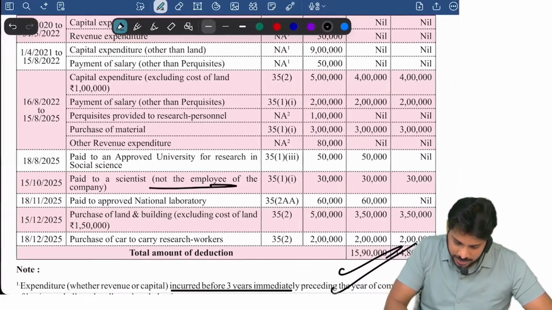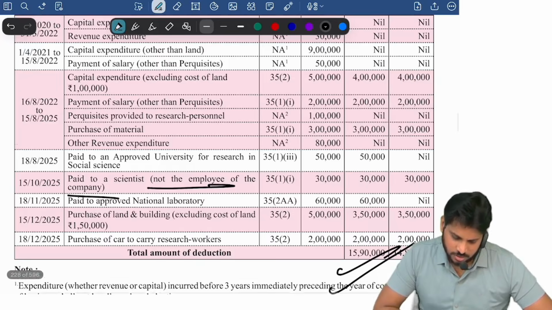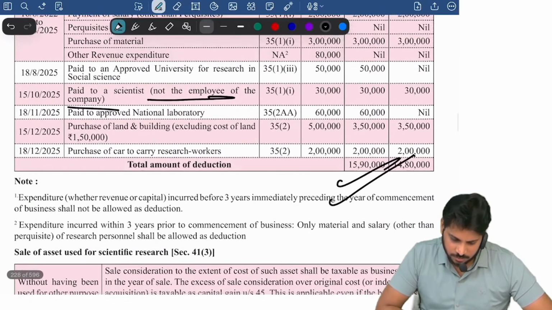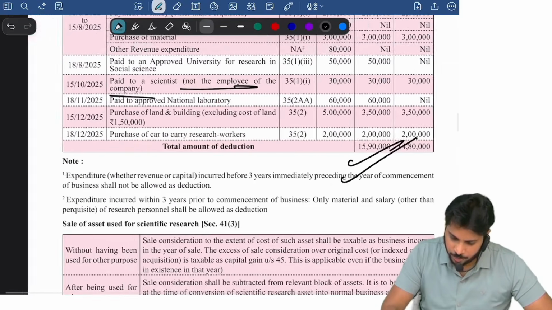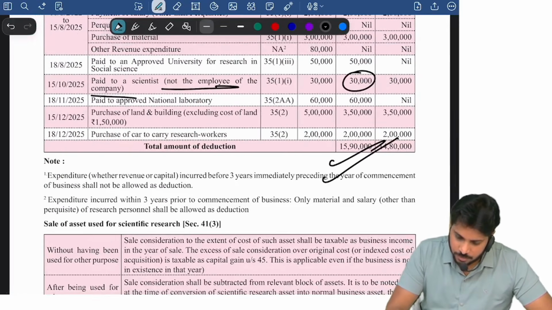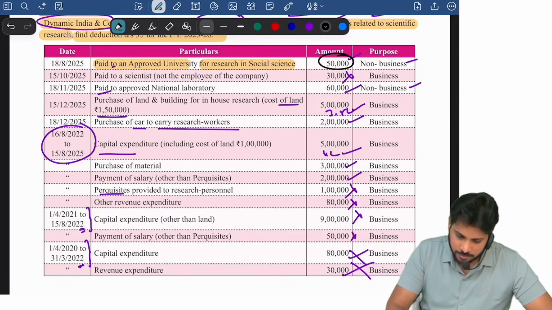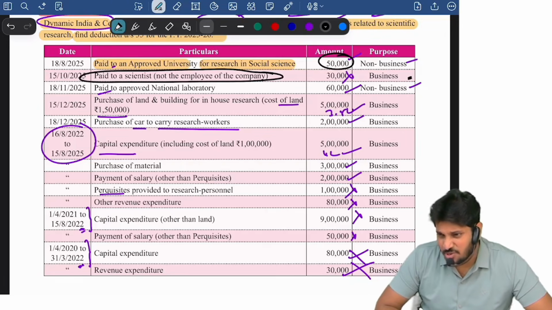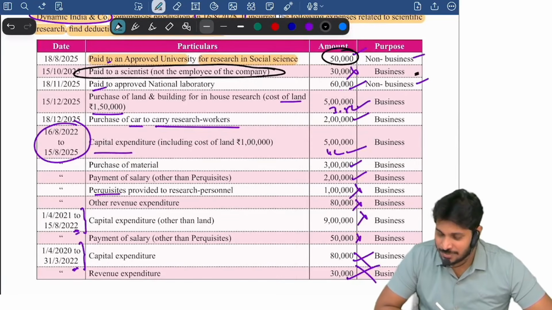Paid to scientist who is not an employee of the company. Okay, this is actually contribution. It will come. This point they considered extra. Correct? Only this point, for which we didn't give deduction. We didn't give deduction for that. Paid to employee for business purpose. This comes under contribution technically. It's not a direct expenditure incurred. Technically, we should not claim. But they took it. Okay.